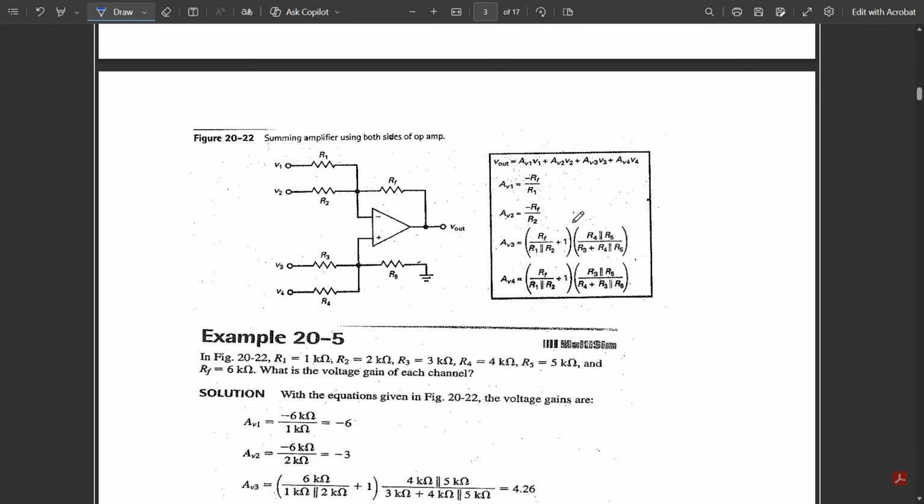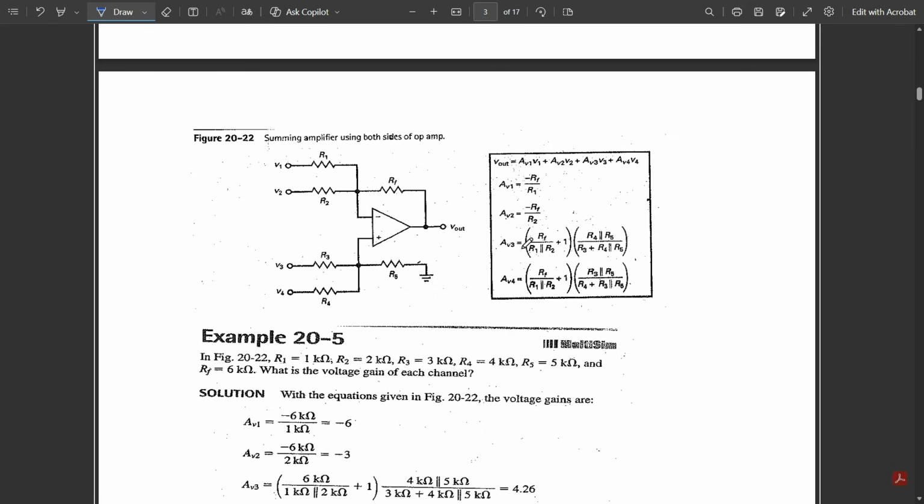For Av1 it is defined simply by minus RF by R1, based on the amplifier condition. I guess by now you all might know the expression for the amplifier, right? So based on that, Av1 is equal to minus RF divided by R1. Av2 also, because it is connected through the same terminal, would again be minus RF divided by R2. But Av3 now would be changing because it is given to the inverting terminal.